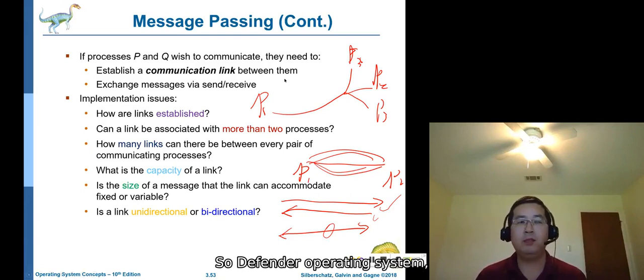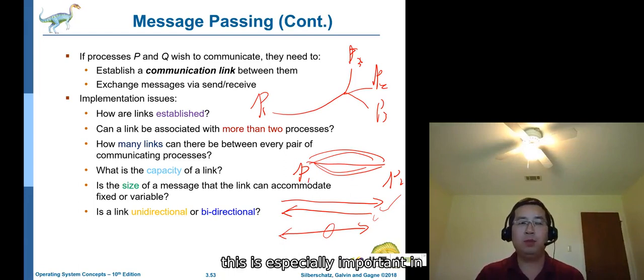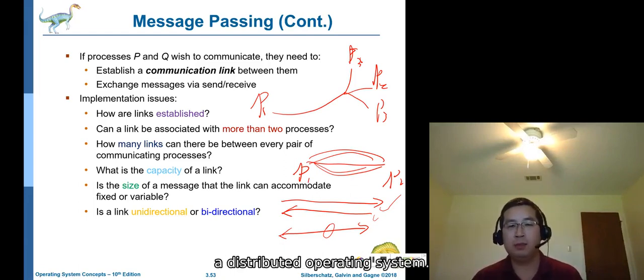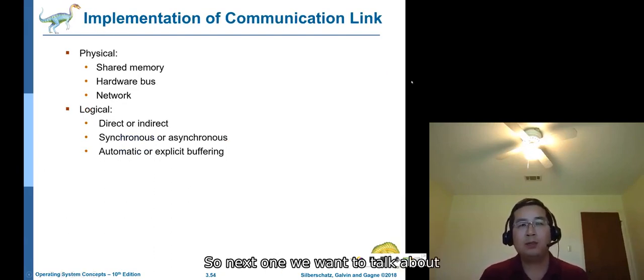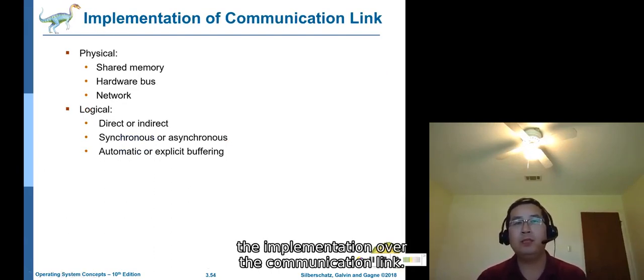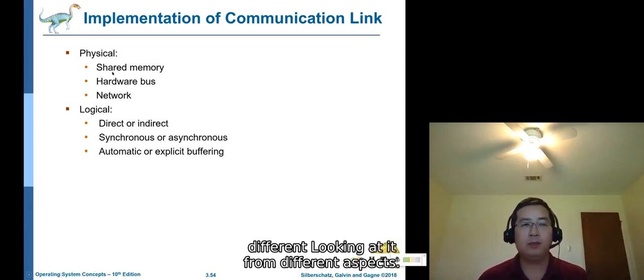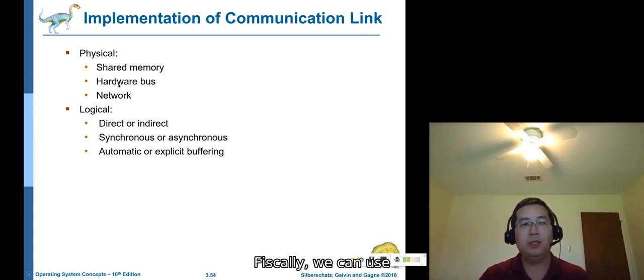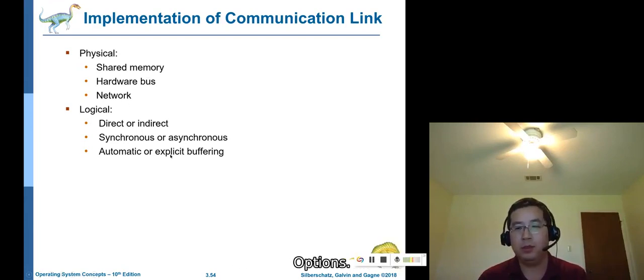So different operating systems will implement this one in different ways. This is especially important in a distributed operating system, okay, or network operating system. So next one we want to talk about the implementation of the communication link. Okay, communication link. So here we can look at it from different aspects. Physically, what method can we use, and logically, which options do we have.